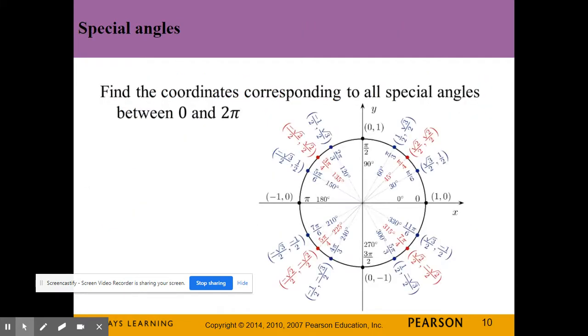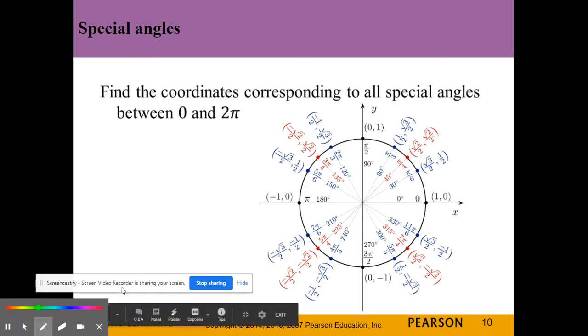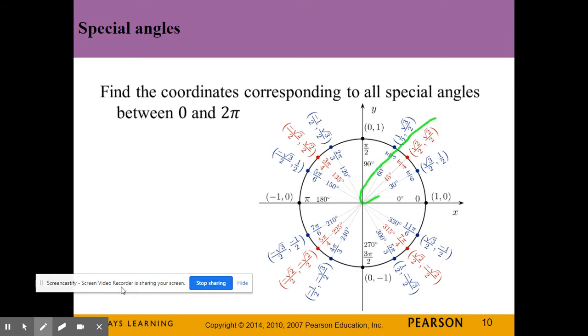All right. The next part of the objective is specifically talking about this spot right here. So in future lessons, we're going to look at 30 degrees and 60 degrees. But why? Why is this root 2 over 2 and root 2 over 2 for the cosine and sine of pi over 4? What we're going to do is we're going to prove that that is true.